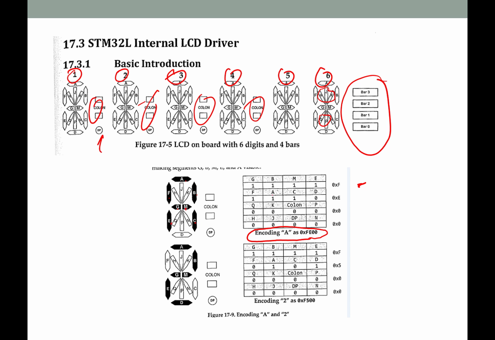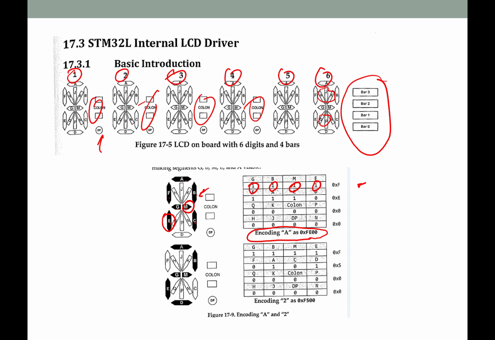This is the set of bits that we would need to set for this particular digit. Does G need to be lit? Wherever we want the segment lit, we put a 1 there. So G needs to be lit, B needs to be lit, so that's a 1. M, yes, it needs to be lit, 1. E, yes, it needs to be lit, 1. So this hex number is F.